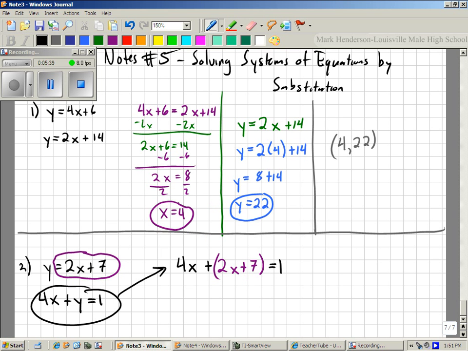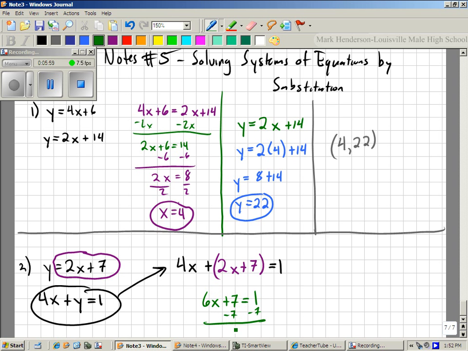Does everybody agree that those two things are the same? Okay. So there's no number in front of the parentheses, so I can just drop the parentheses off and get 6x plus 7 equals 1. Does everybody agree with that?